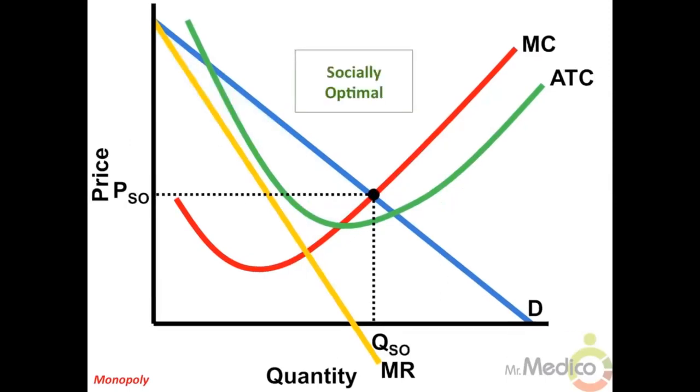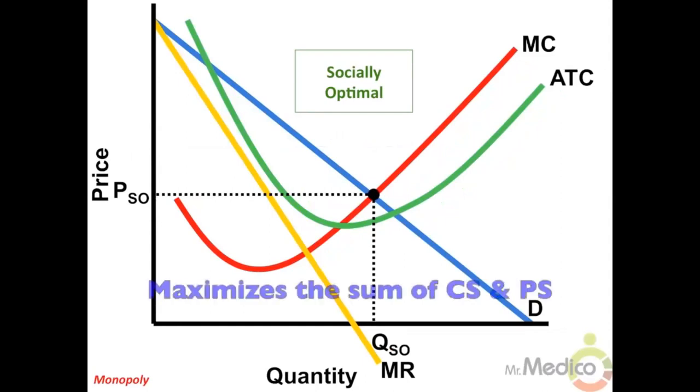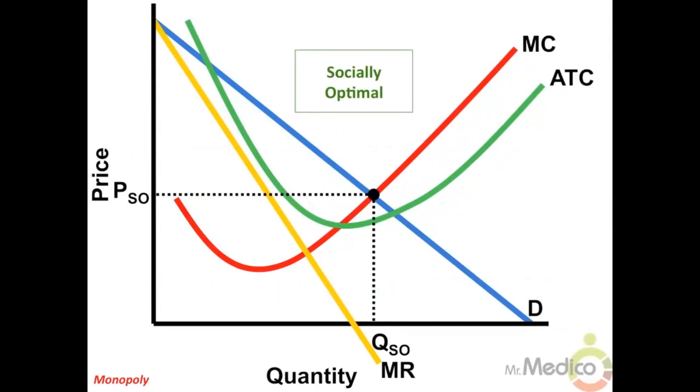Socially optimal regulation. If a monopolist were regulated to produce at the socially optimal level of output, it would produce where the price, or demand, intersects the marginal cost curve, P equals MC. At this level of output, allocative efficiency is achieved and there is no deadweight loss. This point will maximize the sum of consumer and producer surplus. The graph shows the socially optimal price, PSO, and quantity, QSO.